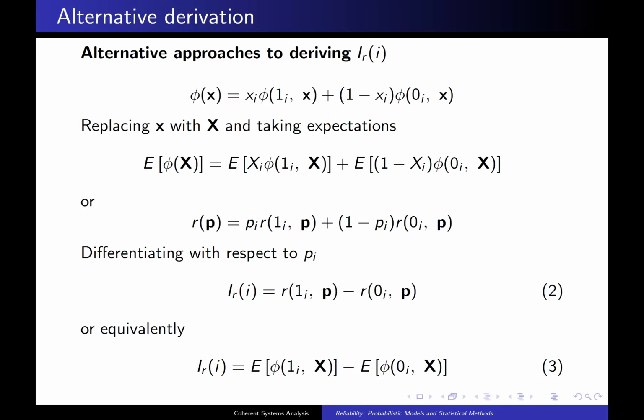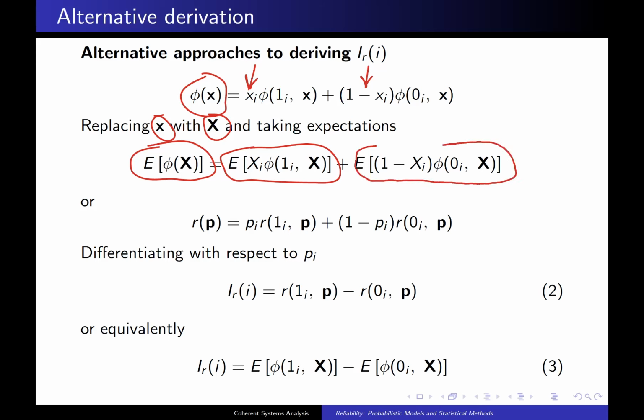There are a couple other alternatives to deriving I sub r of I. Here is one. This starts out with the structure function, and it is x sub I multiplied by the structure function with a 1 in the ith position, multiplied by 1 minus x sub I times the structure function with a 0 in the ith position. When you replace lowercase x with capital X, because now we have random variables, and you take the expected value of both sides of this, you have the expected value of phi of X is the expected value of X sub I phi of 1 sub I, X plus the expected value of 1 minus X sub I phi of 0 sub I, X.